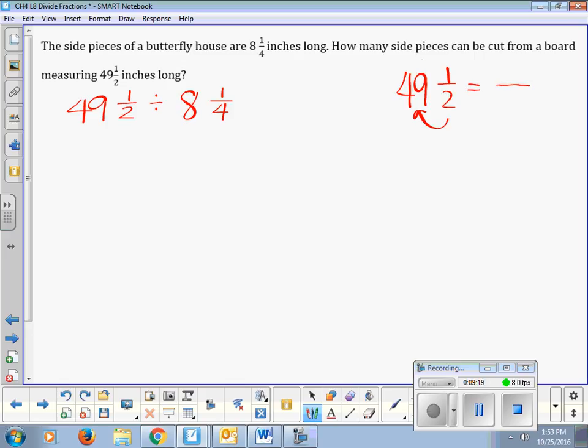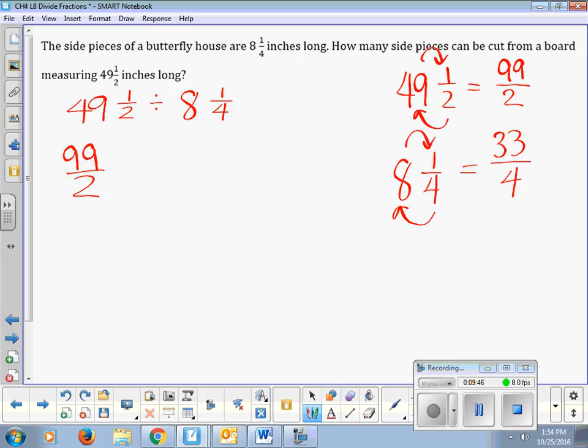What is 49 times 2? 98 plus 1 is 99. So we have 99 halves. And 8 1/4: 4 times 8 is 32, plus 1 is 33. So we have 33/4. I'm going to rewrite this problem. 99 halves divided by 33/4.